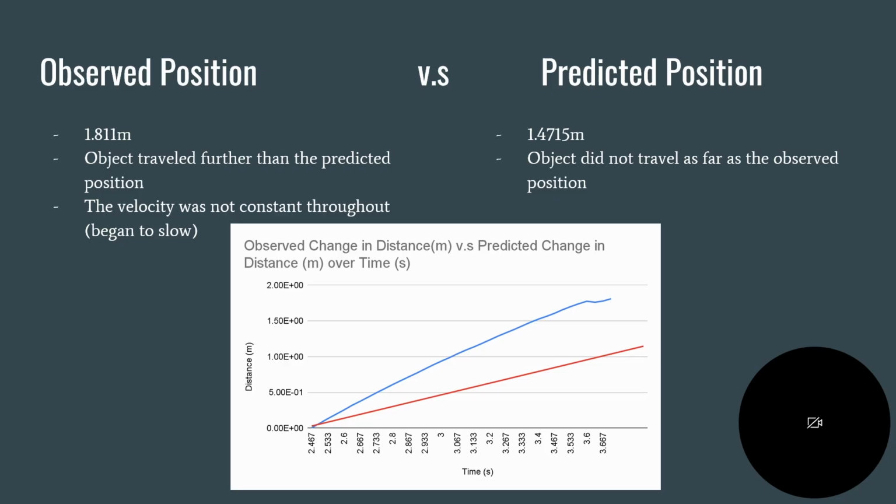When the observed and predicted positions are compared, the positions are only different by like 0.4 meters. This shows that the object was not actually moving at a constant velocity, meaning that it slowed or accelerated.